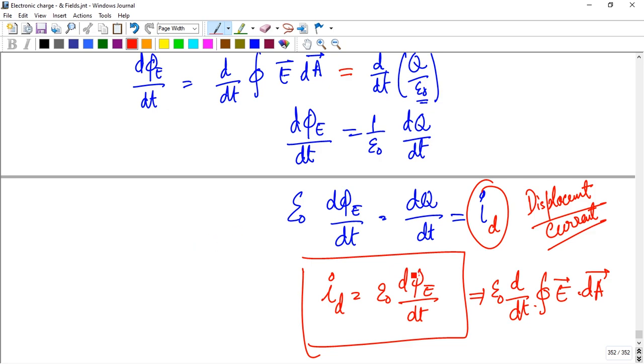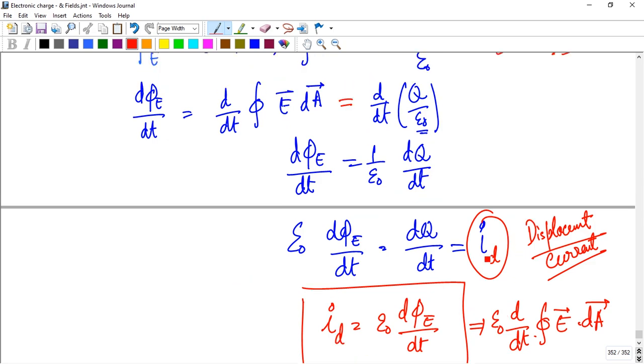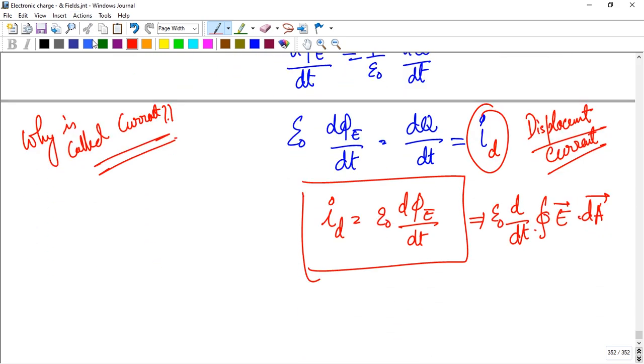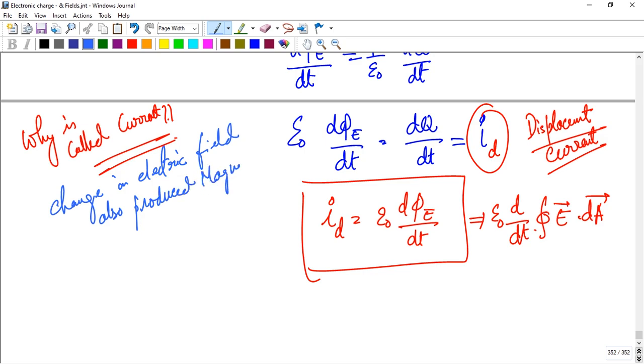Here another question came: why is this called a current? Why not a potential or some other name? Because a change in electric field also produces a magnetic field, similar to how a moving charge, that is, a conduction current, also produces a magnetic field.